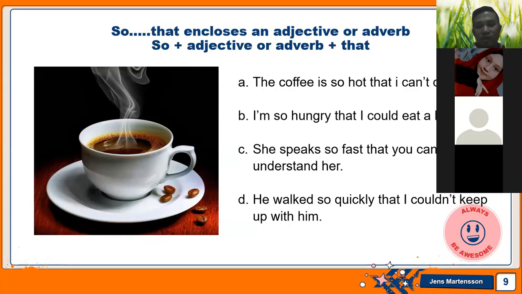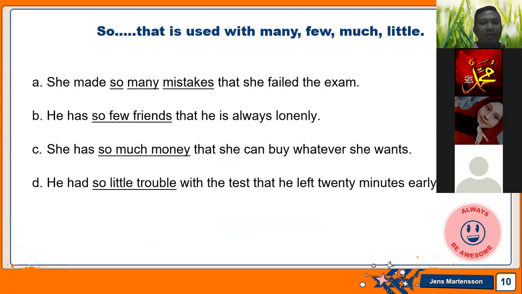Okay, so the next slide. Now you have to understand here. So that is with many, few, much, and little. Sometimes so can be connected with that, also used with many, few, much, and little. The structure and the form of the sentence is slightly different, sedikit berbeda ya. For example, she made so many mistakes that she failed the exam.